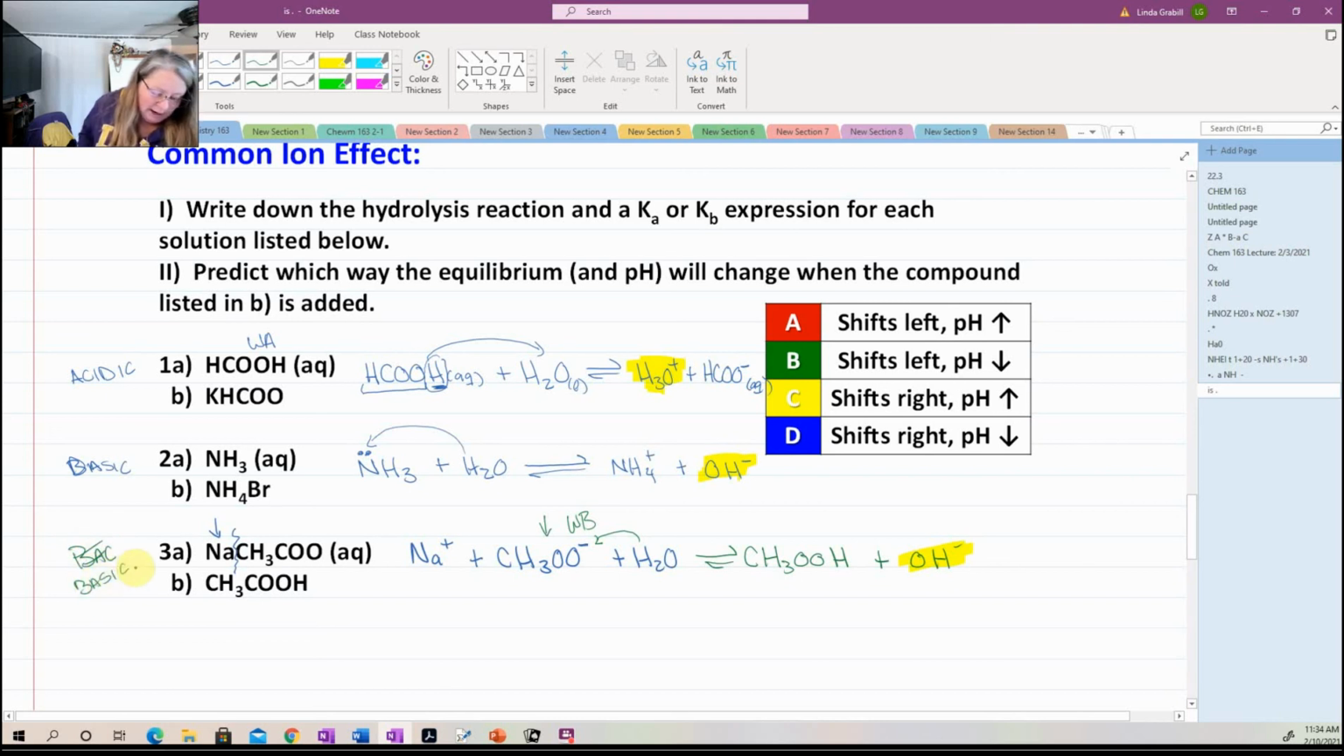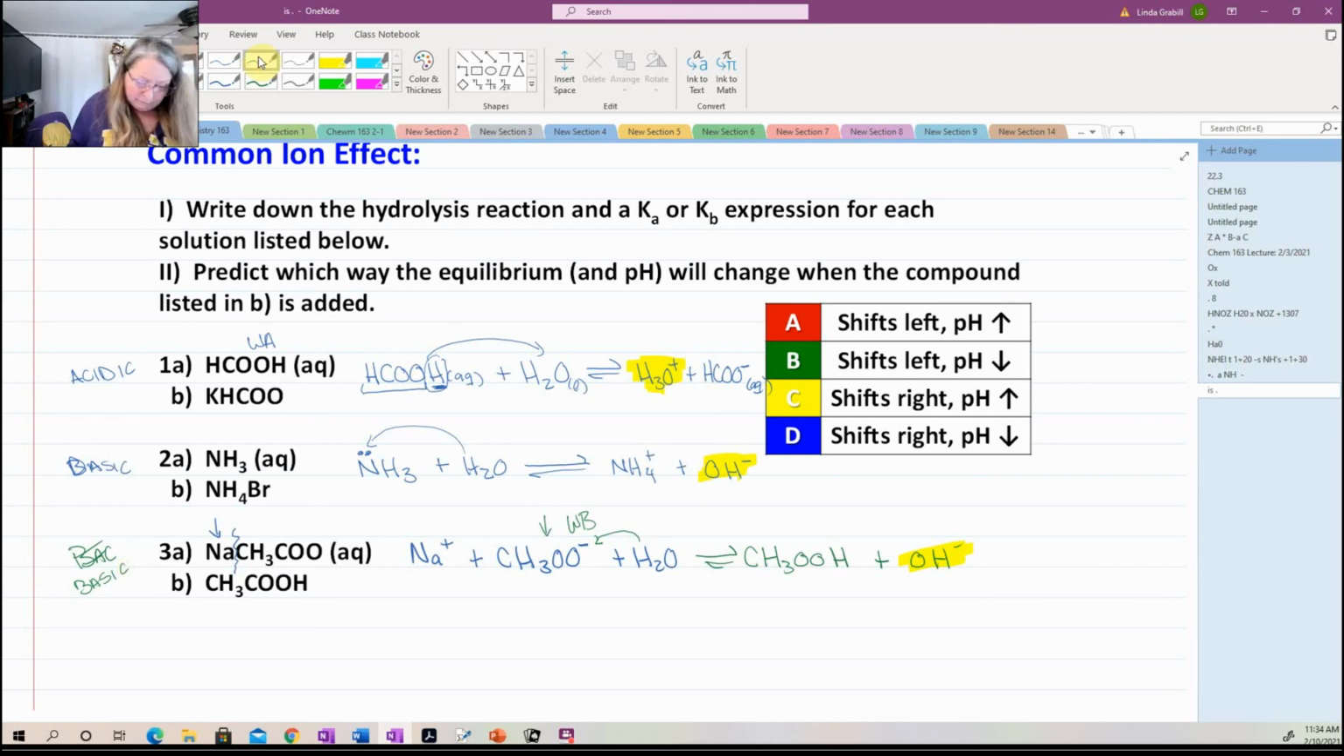Now what's going to happen if I add the B options on each of these? Is it going to shift equilibrium to the left and the pH up, equilibrium to the left, pH down, equilibrium to the right and pH up, or equilibrium to the right and pH down? So pause and come back.